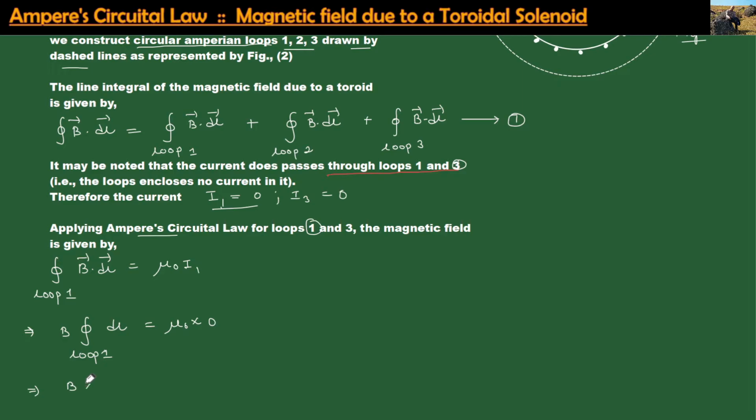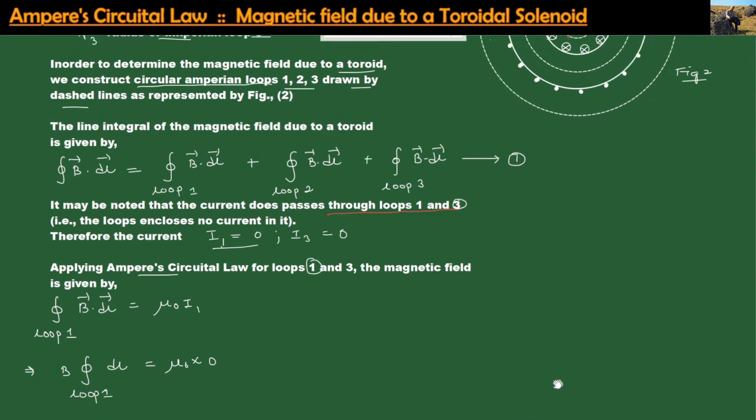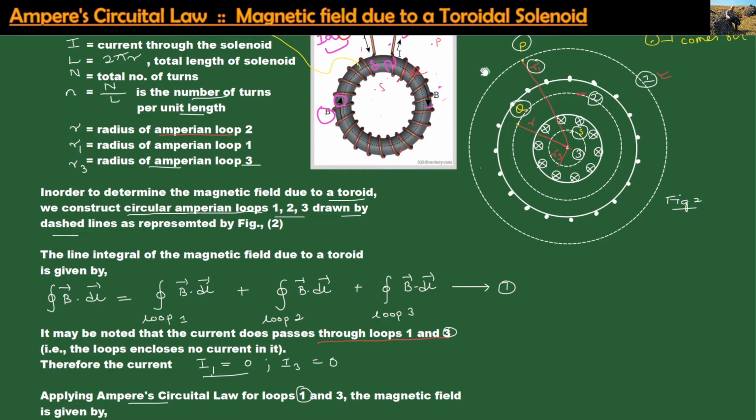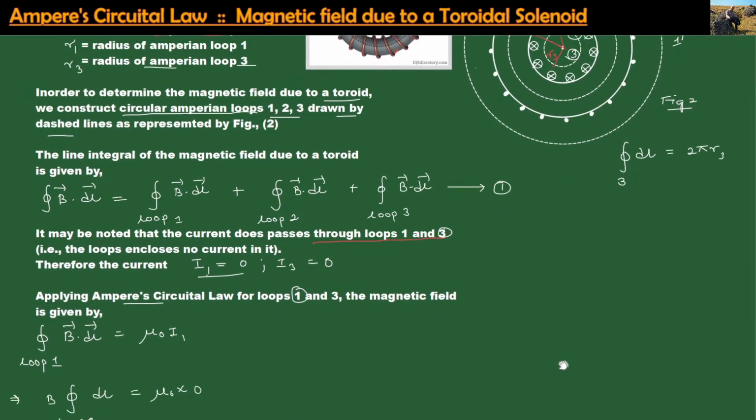From that circular loop, with respect to I1, with respect to the line integral of this first loop, if you take the summation over dl for the first loop, this will be equal to the circumference of that loop, which is twice pi r1. Even for the third loop, this inner loop, if you take the line integral of dl, this will be equal to the circumference of the third loop, which is twice pi r3. So that is the way to write.